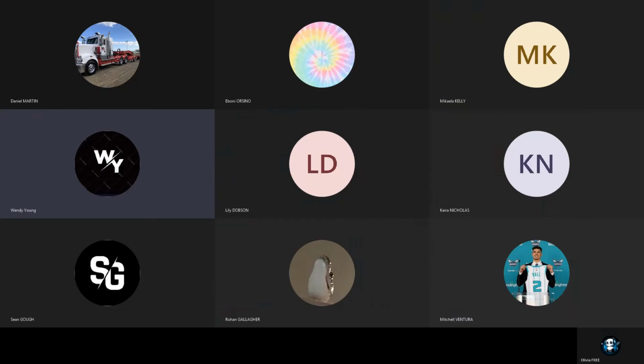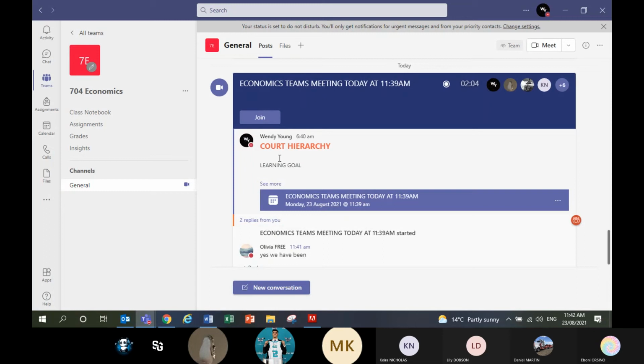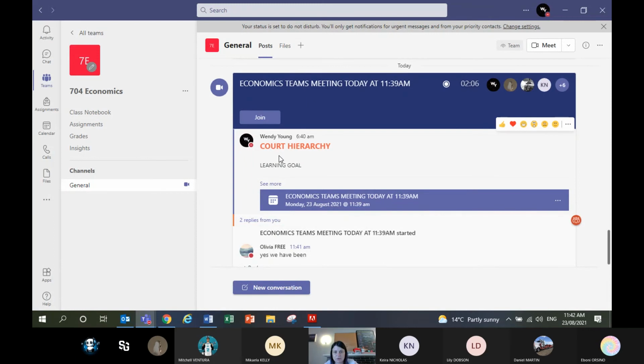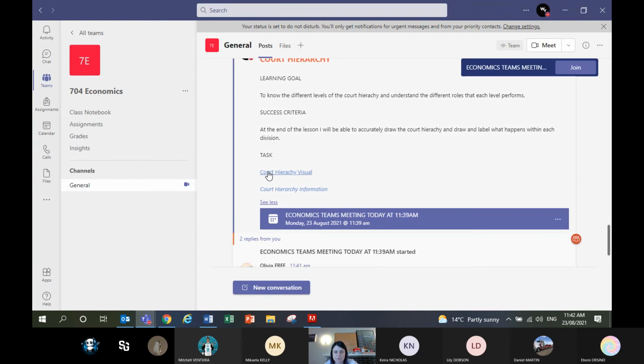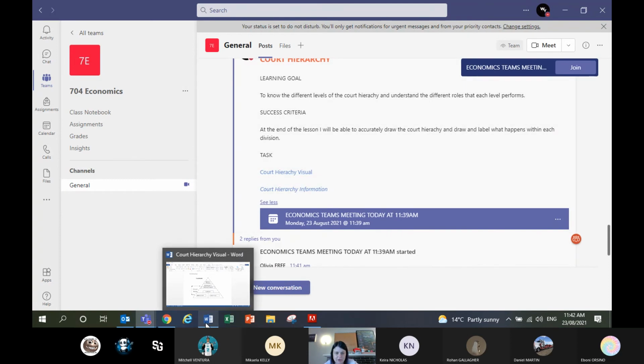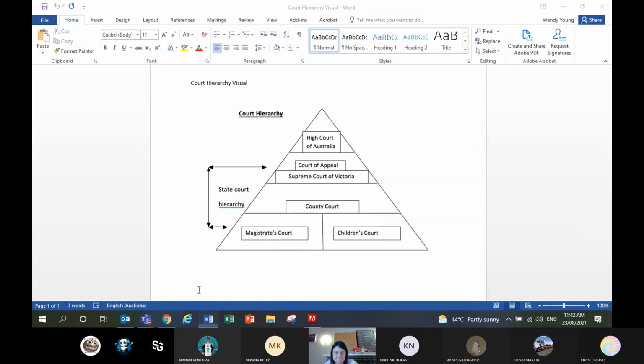Where I have scheduled the economics meeting, what we're looking at is something called the court hierarchy, and the tasks for you are here. So today you're going to need to be able to access two worksheets. The first worksheet, when you open it, looks like this.